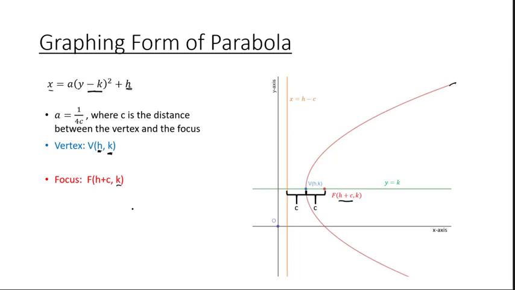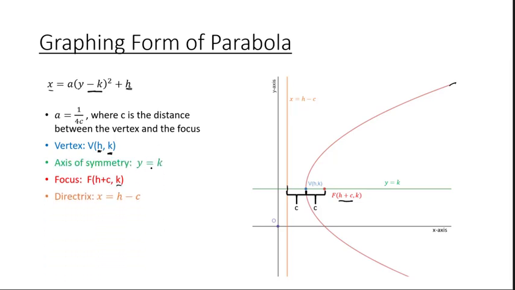All right, and then you have your directrix would be subtracting c from the x value. So we're going here to the left to find this directrix, this vertical line, which we see in orange. So that equation would be x equals h minus c. And that's where the vertical line is going to be. It's crossing there on x, where x equals h minus c.